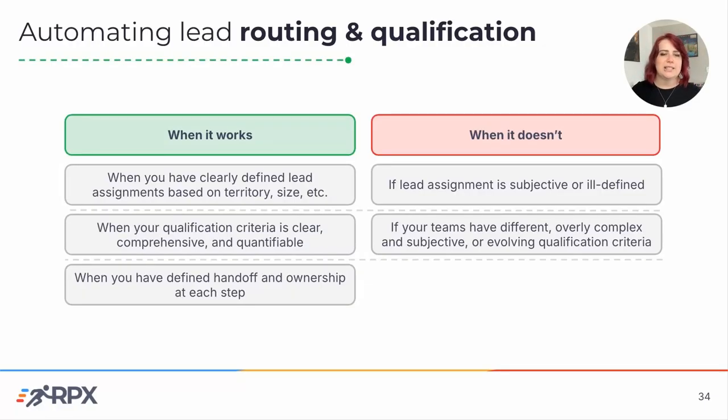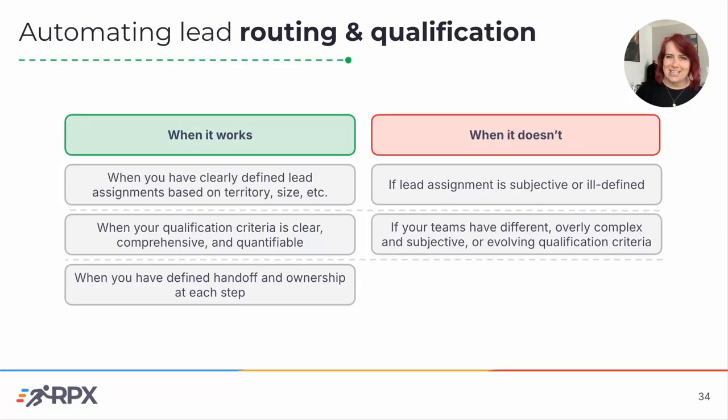RevOps programs the systems to enforce the handoff, meaning that if someone's not contacted or if follow-up doesn't happen, the system can automatically escalate it. This ensures that no opportunity falls through the cracks. This is what I mean by technology enforcing alignment and creating efficiency at the same time.